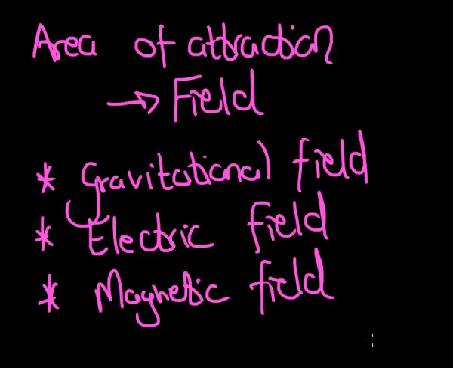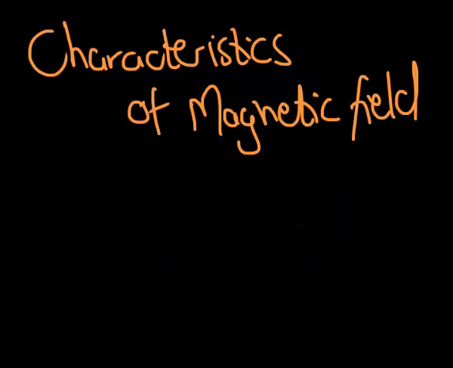Now we will call these fields, depending on the specific non-contact force, a desired name. So if it's a gravitational force, we will call it the gravitational field. If it's the electrostatic force, it's the electric field. And if it's due to the magnetic force, then it is a magnetic field. Now we're going to be discussing a few of the characteristics of each one of these fields. Let's start off with the magnetic field.